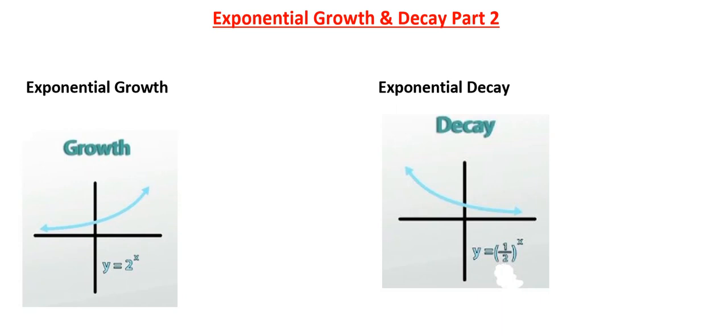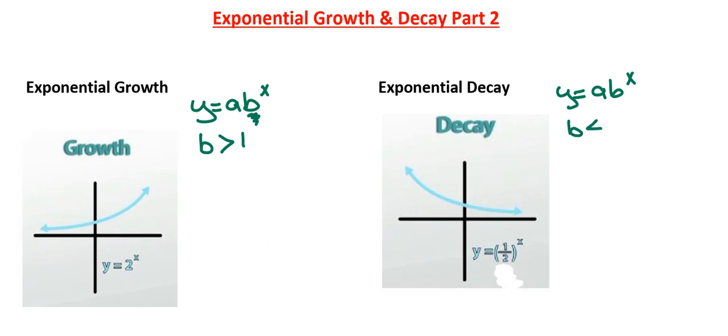When it comes to exponential growth, we have our a, b to the x, and when it's growth, b is greater than 1. When it comes to decay, we have the same thing. Again, the formula doesn't change: a, b to the x. But when it's decay, your b is less than 1.